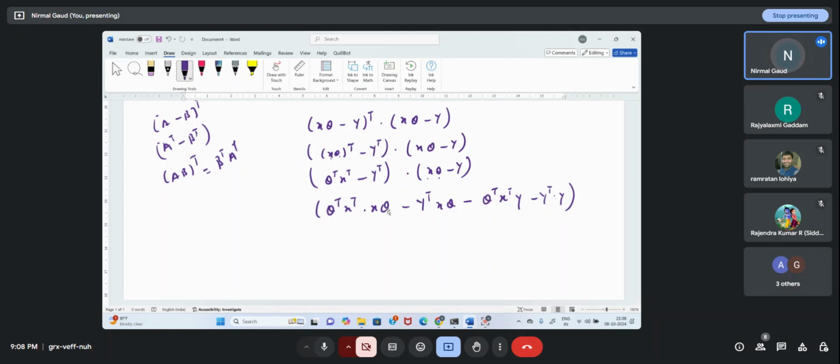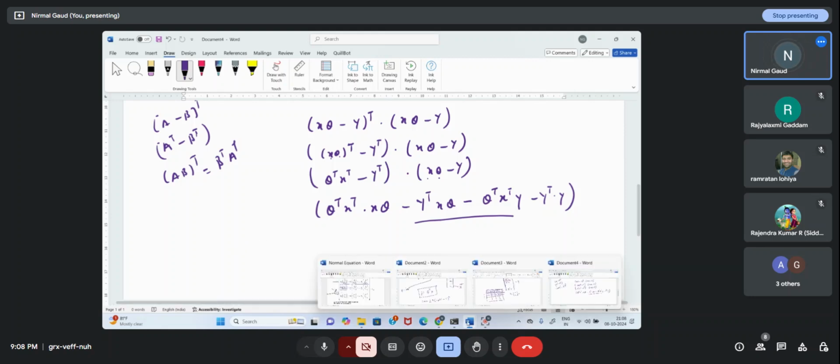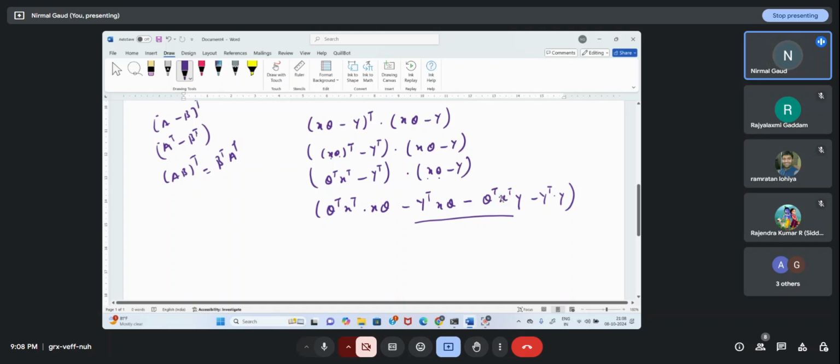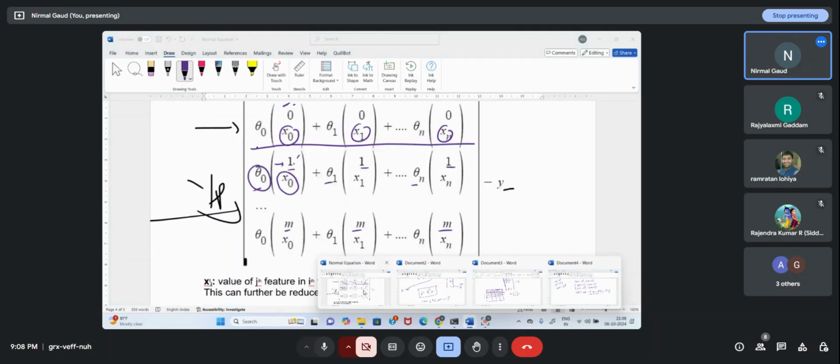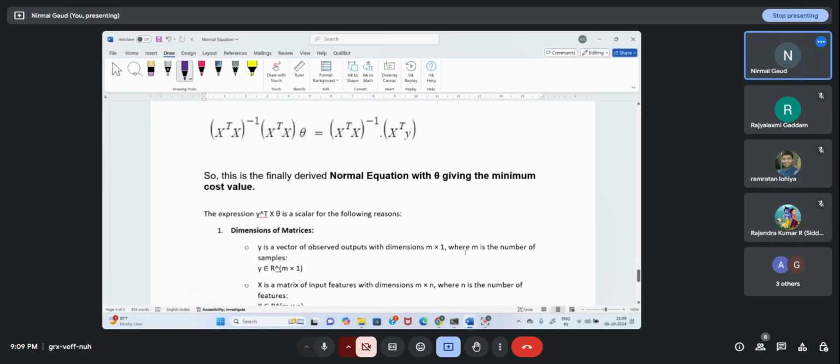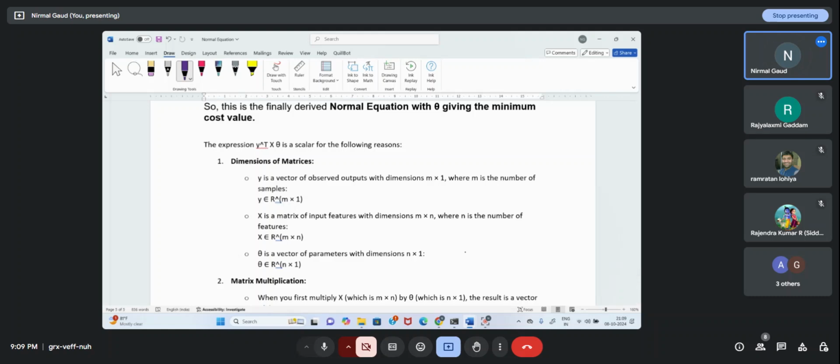However, I have some different idea. I need to prove the normal equation, and to prove the normal equation we need to thoroughly understand the terms. And this y transpose x theta minus theta transpose x transpose y, I can do something with that. What is it? See, here the terms like y transpose x theta is a scalar term. It's a scalar quantity.